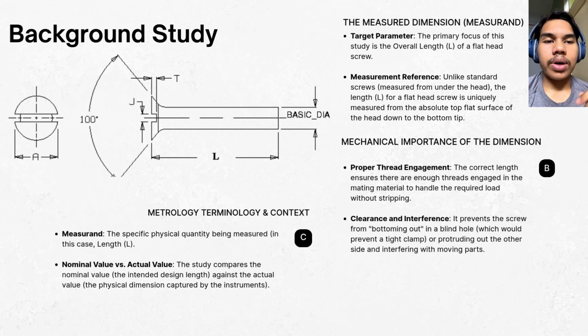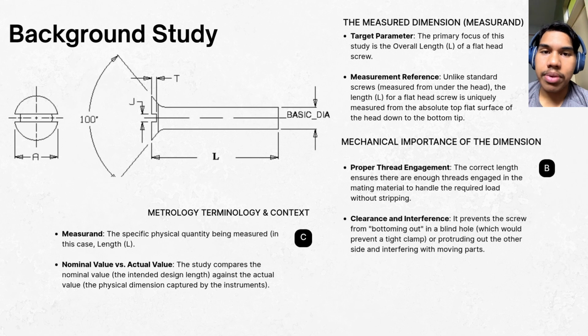And after that, for the mechanical importance, we want to see what's the clearance and also the interference. Basically, we want to prevent the screw from bottoming out in a blind hole or protruding out the other side and interfering with moving parts. For example, when we use the screw to measure the object, we want to make sure that whenever we screw it, it doesn't bottom out. If that thing is bottoming out, then there's no way we are going to be able to pull it out. And that is the first one.